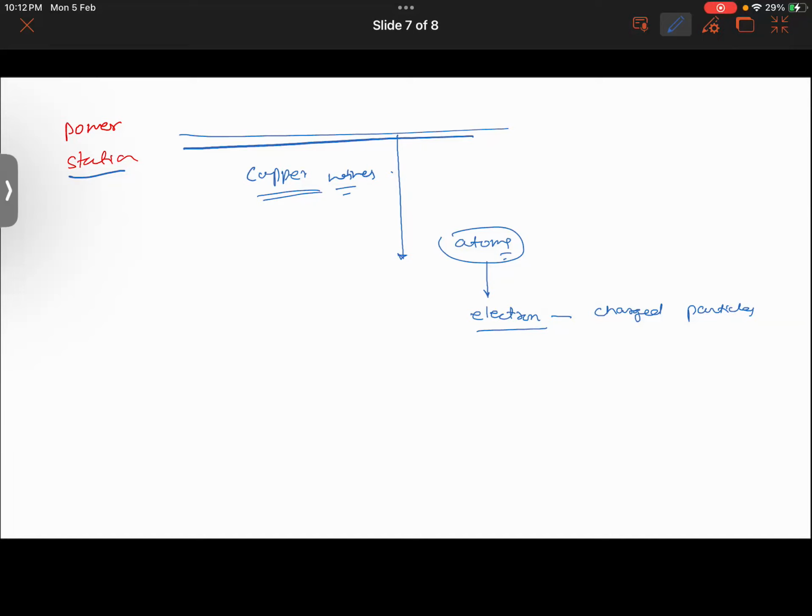Right? Okay. What is an electric cell? Electric cell ke baare mein discuss kiya tha humne. What is an electric cell?